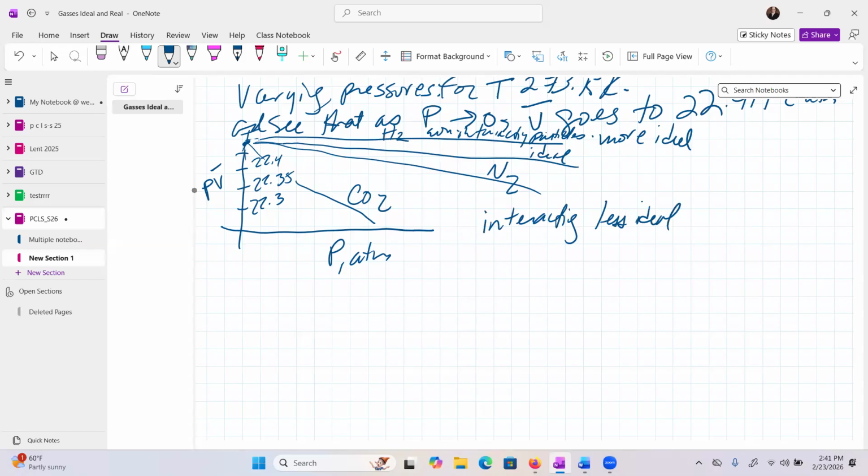Now, why do you suppose that might be true? Well, think about the dipole moments. N2 is going to be, well, 2 centers that are the same, right? They're pulling the same, but CO2 is going to have a carbon versus oxygen. Oxygen is much more electronegative, so you're going to get partial atomic charges on these, so they're going to interact. And that's why these are the least ideal of the ones that are plotted here.